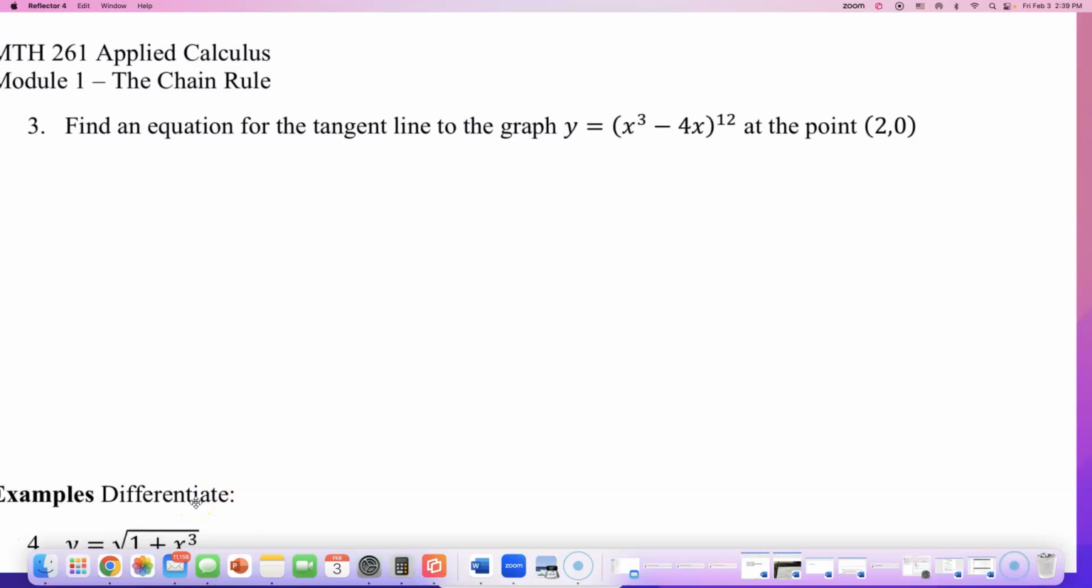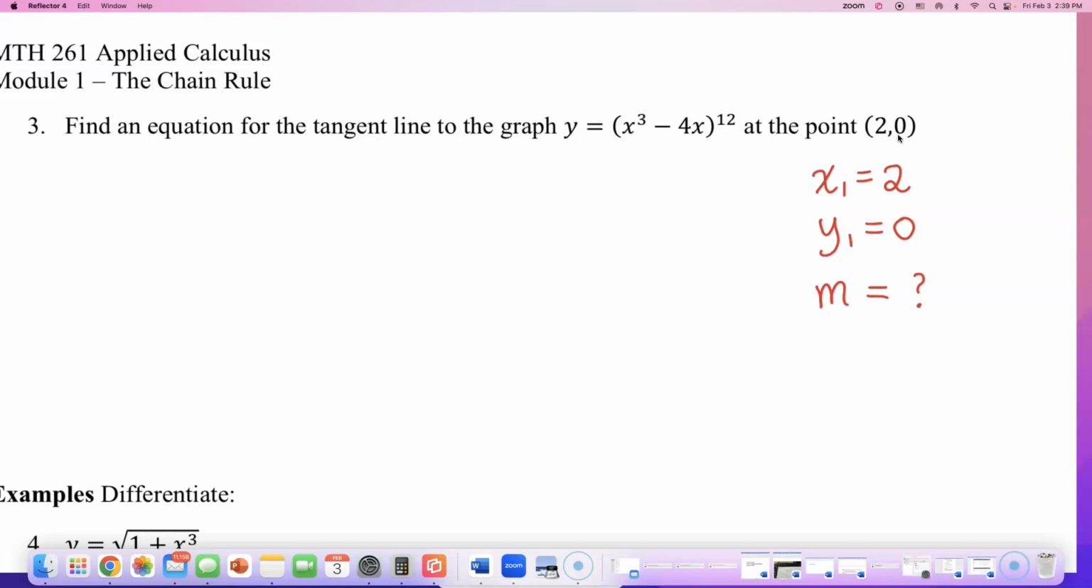Find an equation for the tangent line to the graph y equals (x cubed minus 4x) raised to the 12th power at the point (2, 0). They gave us the x value and the y value, so x is 2 and y is 0. The only thing we need to write the equation of a tangent line is the slope, m. Let's go find that, because we don't have it.